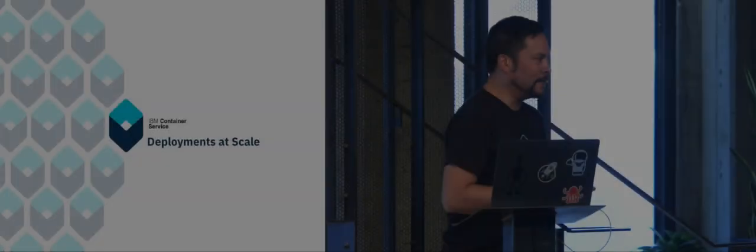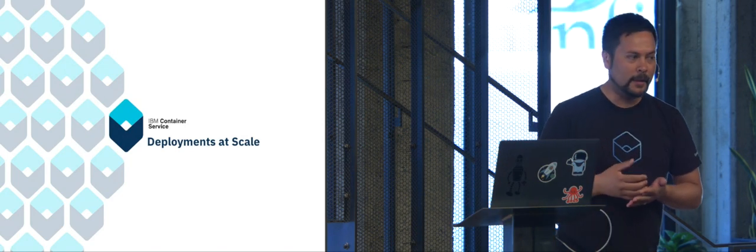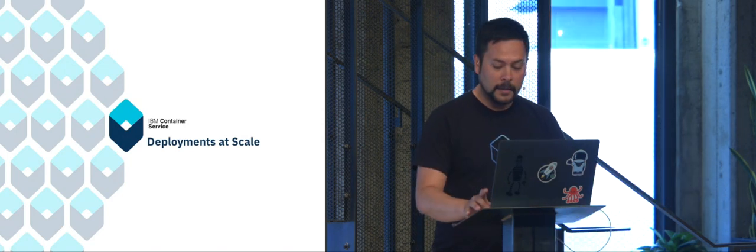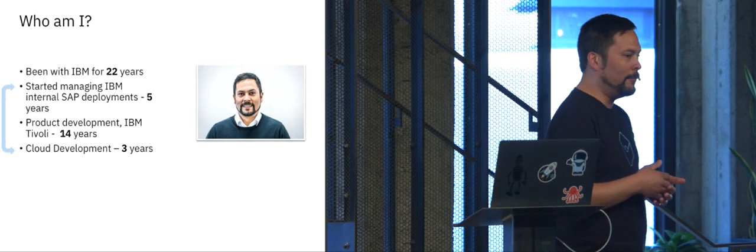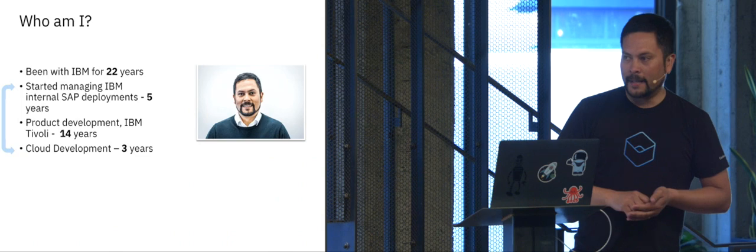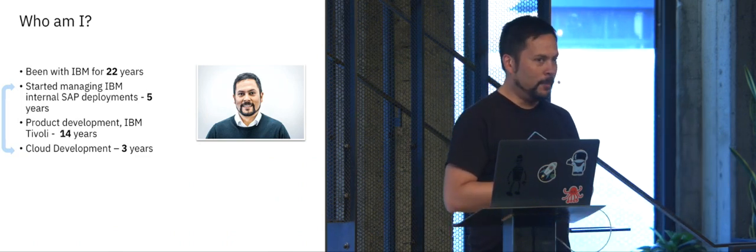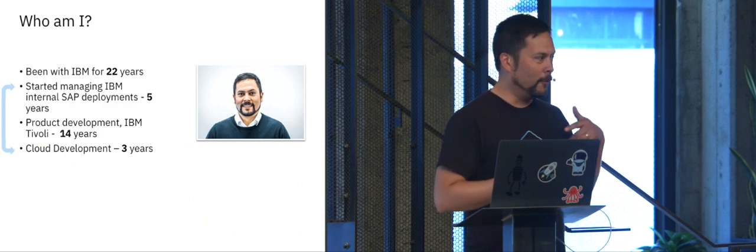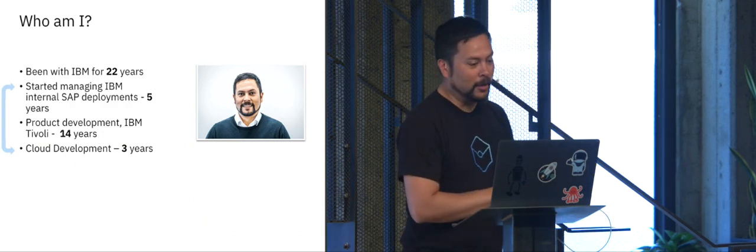So what I'm here to talk about today is deployment at scale, specifically around the IBM Cloud Container Service. A small plug about myself: I've been with IBM for 22 years. I started off doing SAP deployments within IBM before virtualization, when I think we were still running Token Ring at the time. That's how long ago it was.